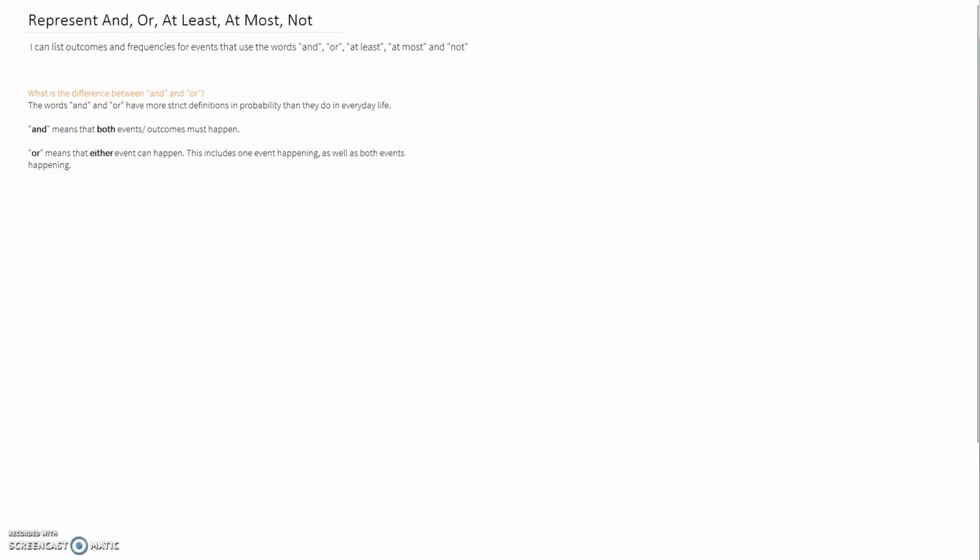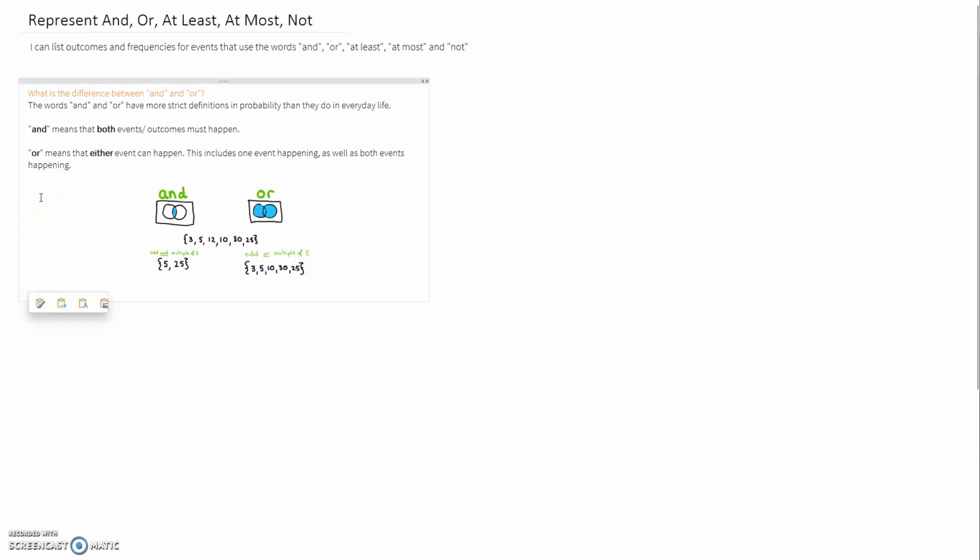And just to help you understand what that looks like, if we put it here as some Venn diagrams, you can see that the and just has the area between the two colored in because it's only when both happen, whereas the or has a much larger area colored in because it could be both, it could be one, or it could be the other.